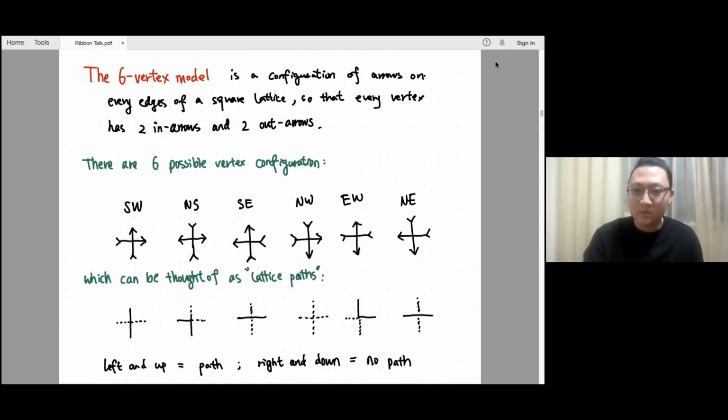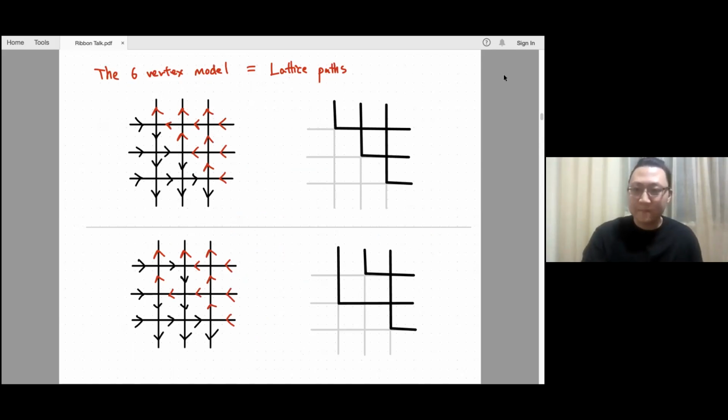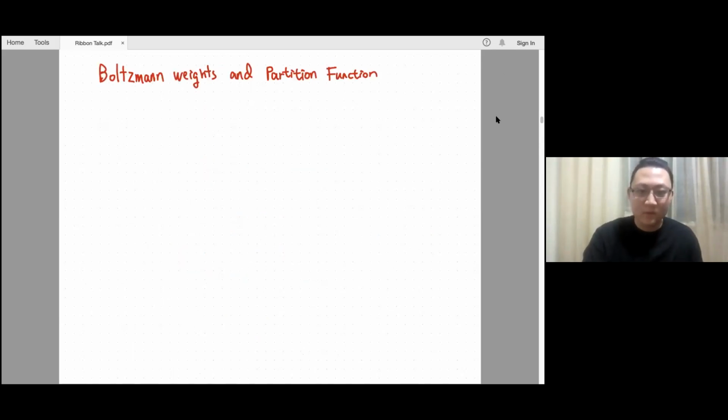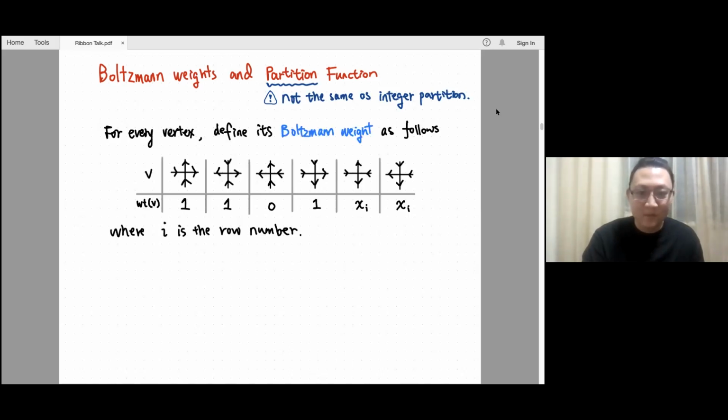All right. So we're going to define a function on these vertices called the Boltzmann weight. And we're going to use this weight function to define a partition function. Notice that the word partition here doesn't mean integer partition. So for every vertex, we define its weights as follows.